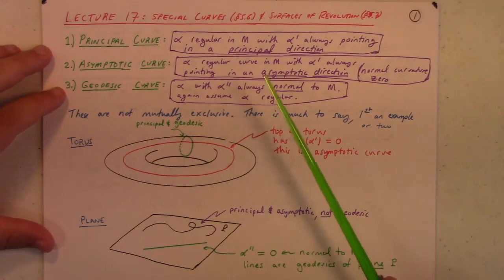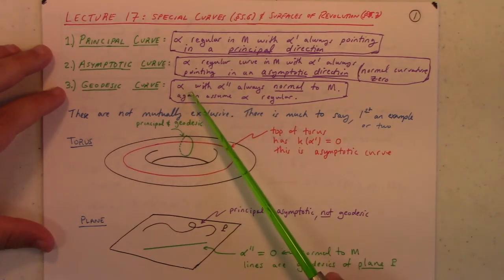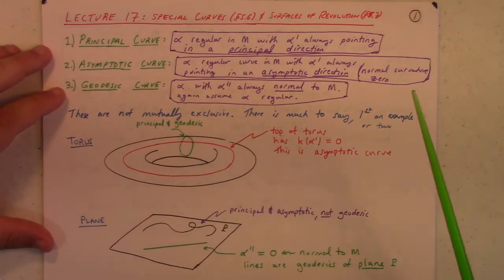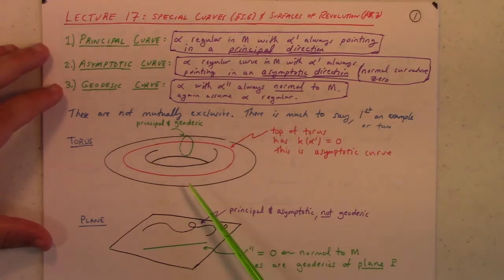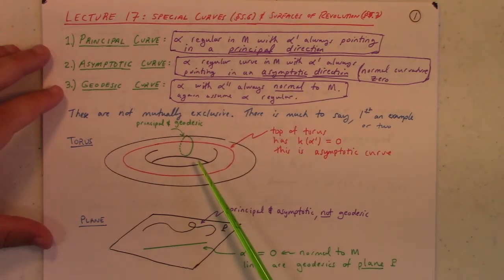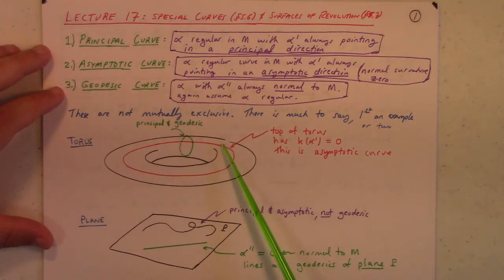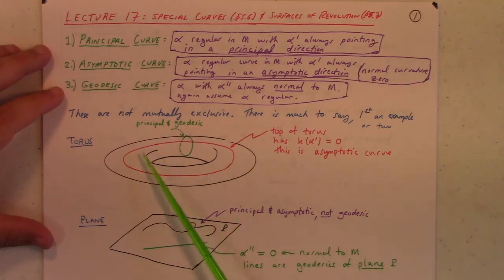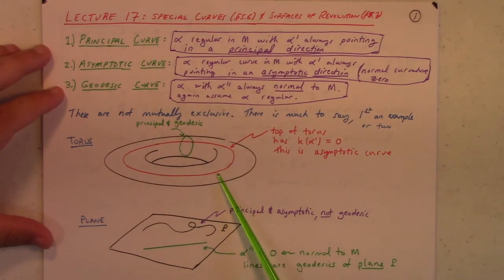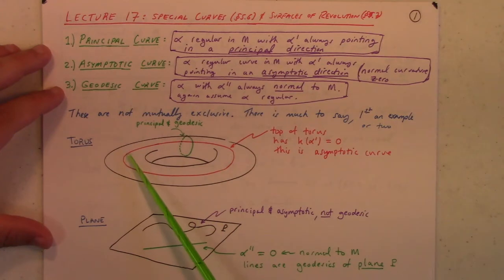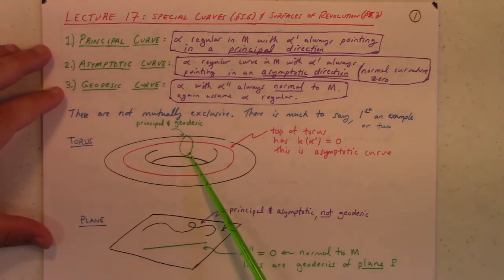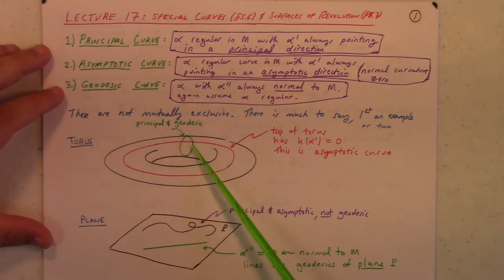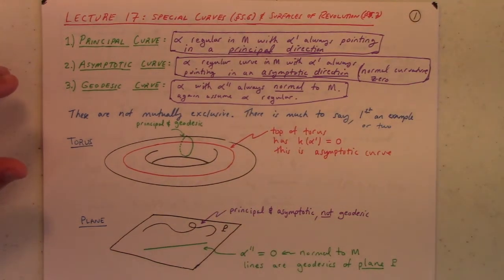Geodesic means that, in our current way of thinking, the acceleration is always normal to M. So here are some examples, just to give you a flavor for what we're talking about here. The top circle on the torus is an asymptotic curve, because remember the Gaussian curvature is zero up here, since one of the normal curvatures is zero. The other one's non-zero, of course. You have these circles around the torus like that. Those are principal and geodesic.